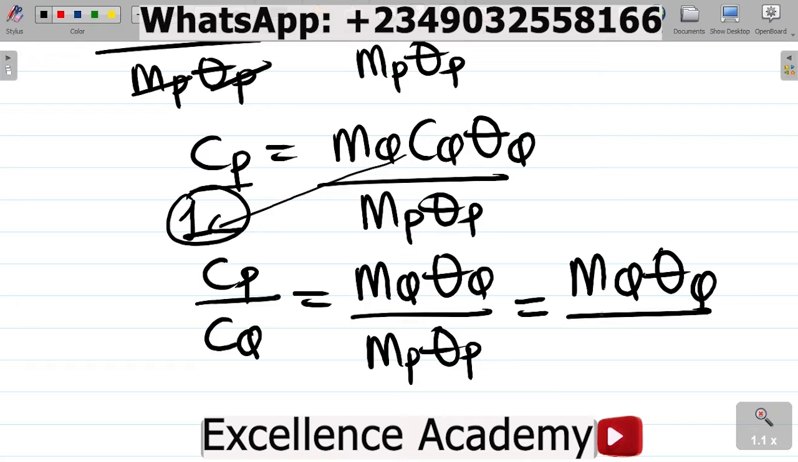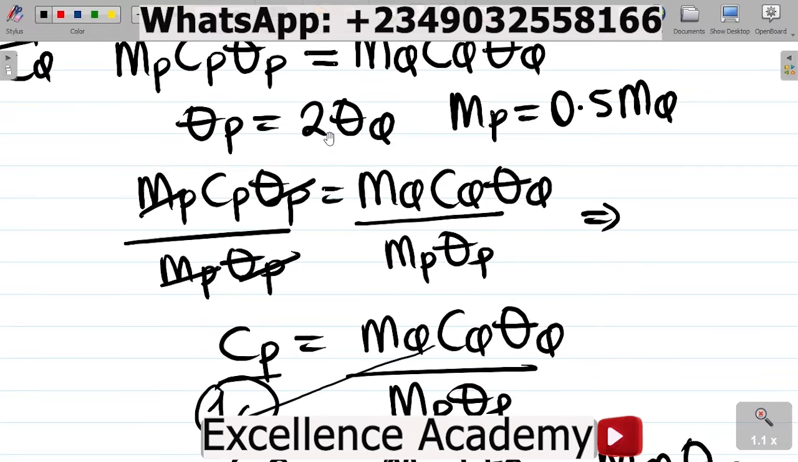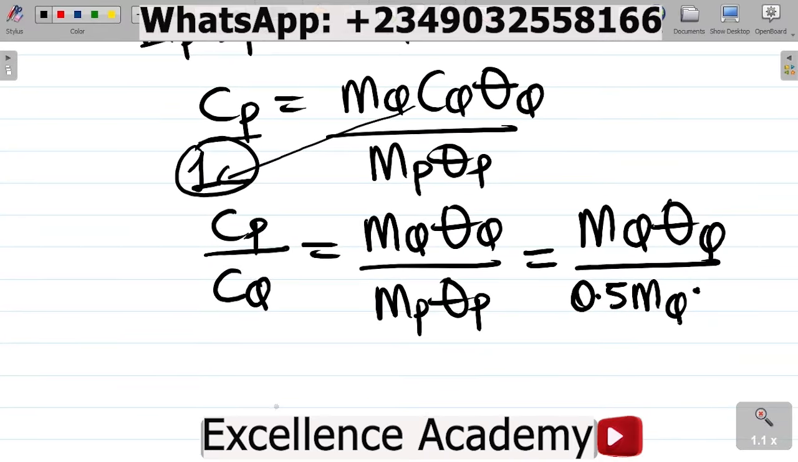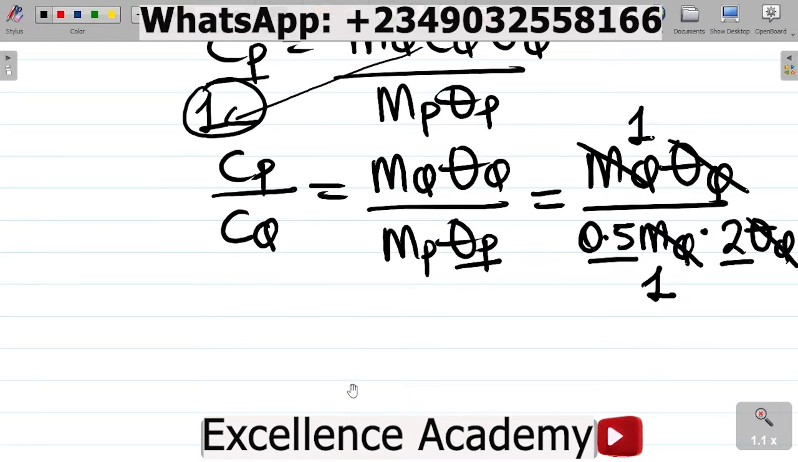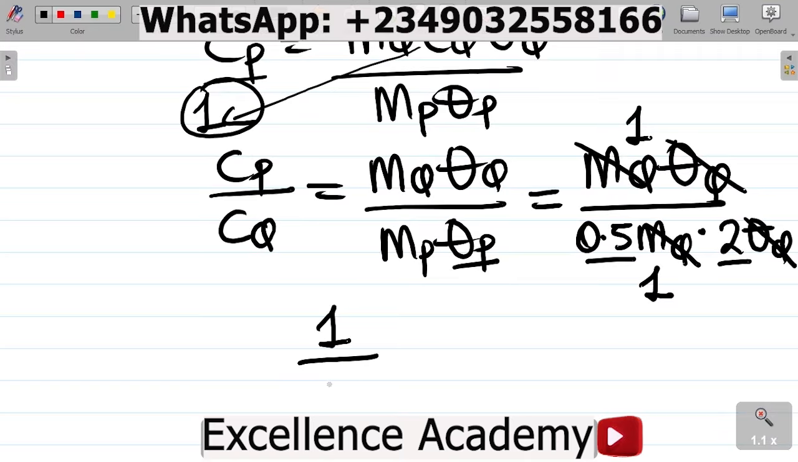So this becomes 0.5 MQ. That's the value of MP multiplied by theta P. Look at this. Theta P is equal to 2 theta Q. So I'll replace this theta P here by 2 theta Q. From here, MQ will cancel MQ. Theta Q will cancel theta Q. Numerator, I have 1. Denominator, I have 0.5 times 2. That gives you 1. So in essence, what I'm seeing here is simply 1 divided by 1.